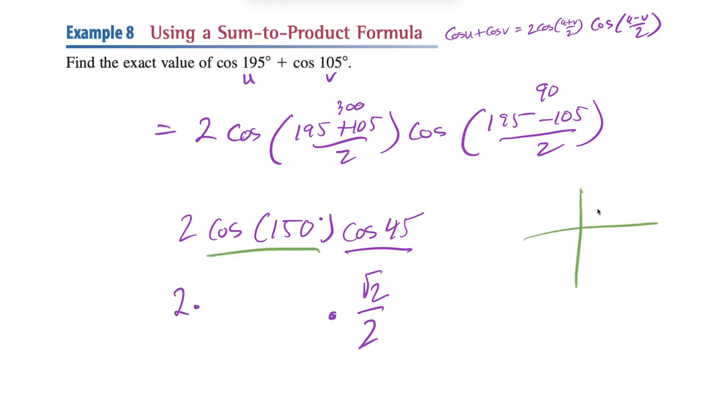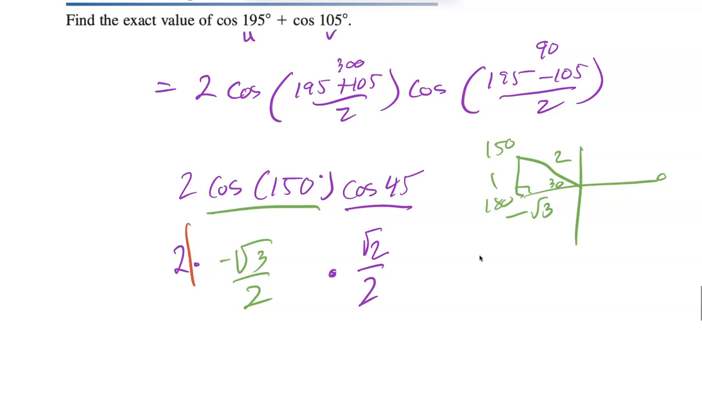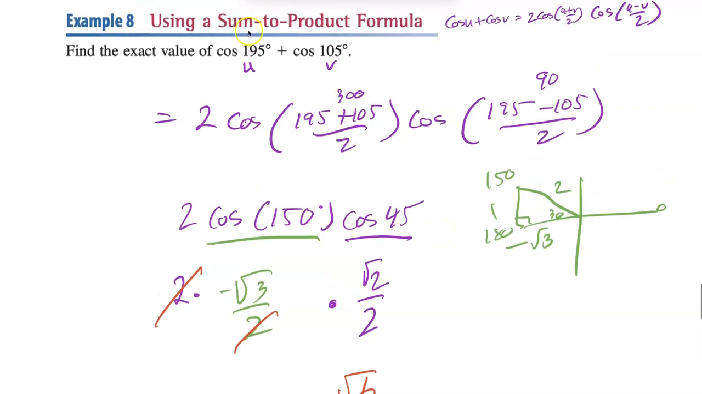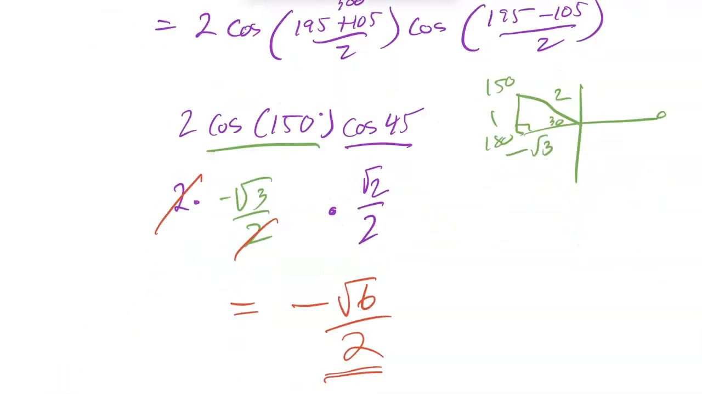I'm going to draw it real quick. Here's 0, here's 180. 150 is in here. So that's going to be a 30-degree triangle. So that's 1, radical 3, and 2. It should be a negative radical 3 because you're going to the left. So cosine would be negative radical 3 over 2. Then we can simplify it. These two cancel. There we go. And we get negative square root of 6 over 2. So that's using the sum to product formula. And that's the lesson.